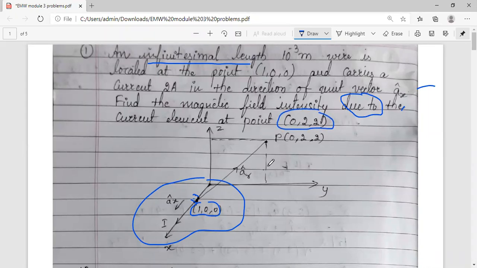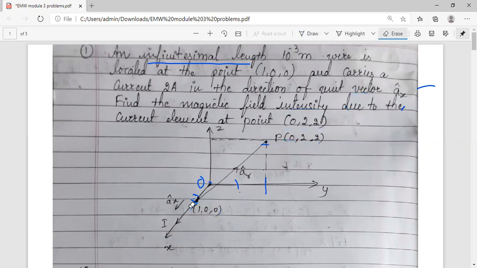So if I try to put (0, 2), see, 0 starts from here. You don't have any x travel. The x unit is 0, y and z are 2. So I will travel in the y direction 2 units, and then the z direction 2 units. So somewhere here I will get that point P. So what I need to do is find the magnetic field intensity at this point.